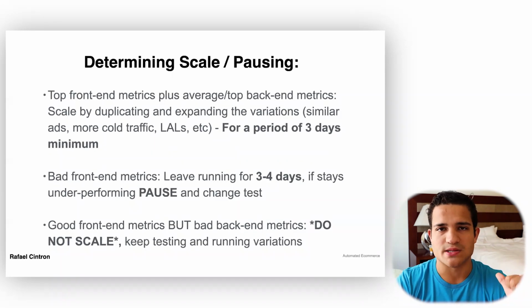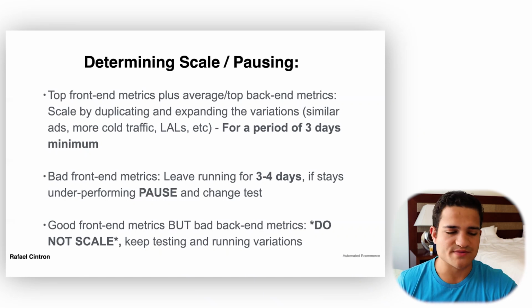Determining scale and pausing. How do we determine if something is working or not? Top front-end metrics are CPM, CPC, CTR. It's pretty good. It's within the range that we want it. Plus, average or top back-end metrics. We want people buying from our products, buying from our store. We want to actually get a profitable return on ad spend, a profitable cost per purchase.